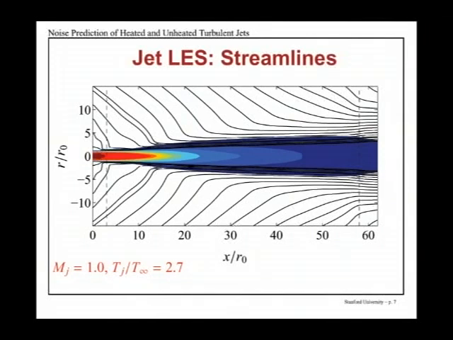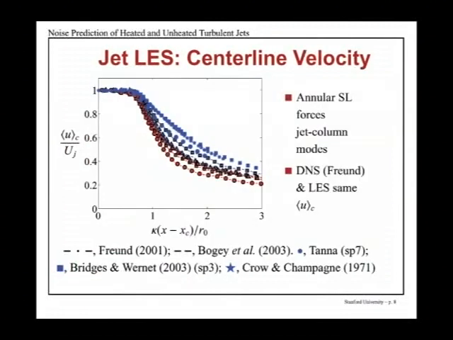So here's one example of an overall calculation shown by the streamlines that are computed from the mean flow. And as the jet spreads, centerline velocity decays here, potential core is ending here, fluid is being entrained into the jet from all sides, and in particular, fluid is also being entrained from the inlet region, as we would want to happen as well.